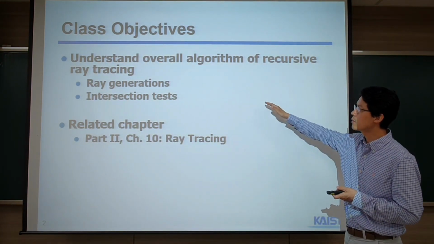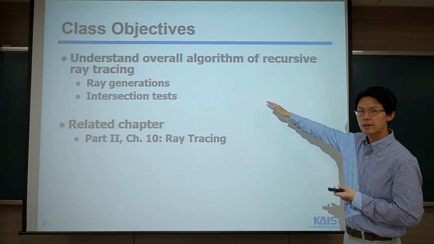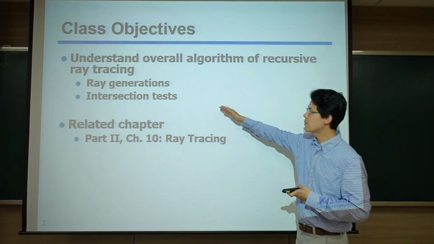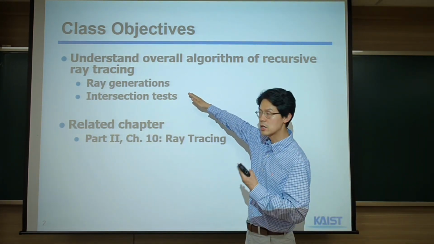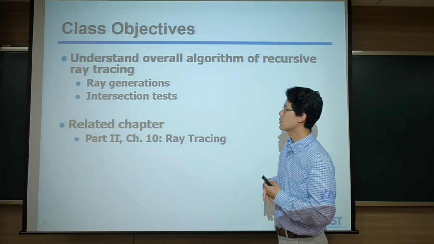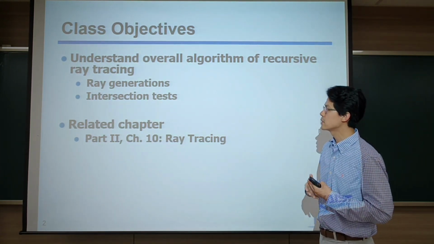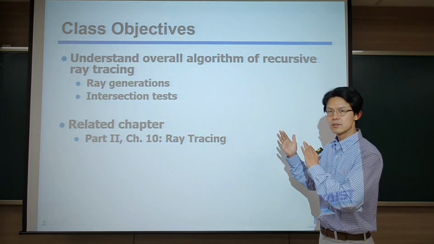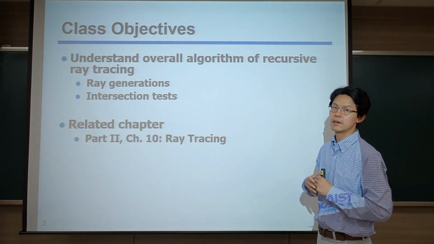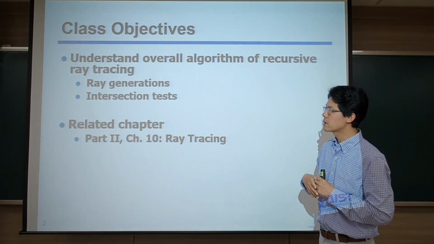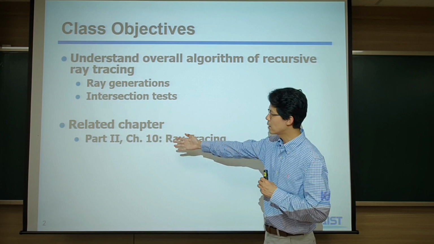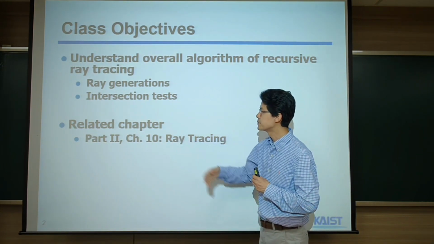We will talk about the overall algorithm of recursive ray tracing. Along that line, we'll talk about how we can generate rays. Also, we'll talk about how we can perform the intersection test between a ray and the geometry of the 3D models. These topics will be covered in part 2 of my book, especially chapter 10.